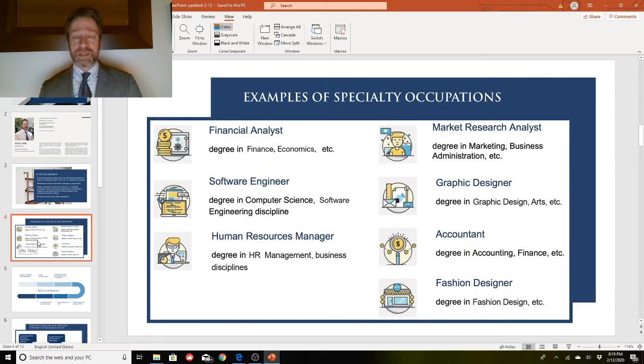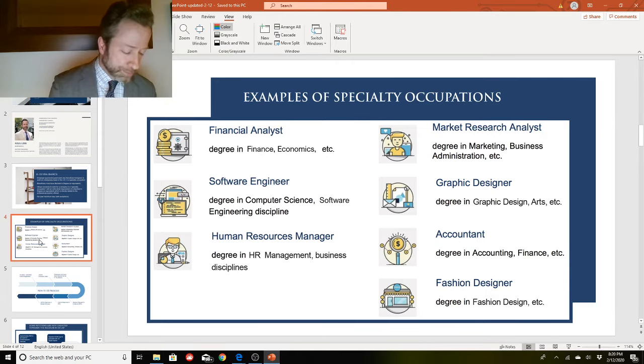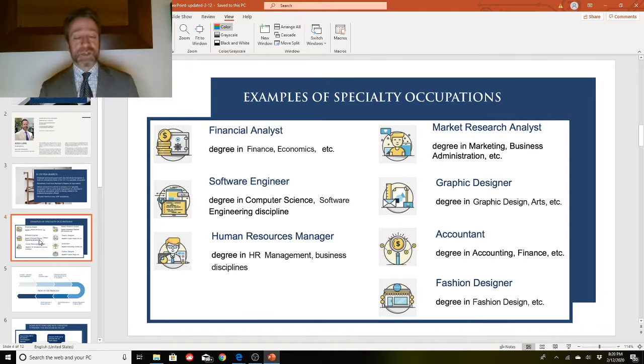Now, an H-1B visa is for specialty occupations, or, as I said earlier, occupations that require specific degrees. For example, one of the most common specialty occupations is the software engineer. A software engineer must have a specific degree in computer science or related degree. Another possibility is a human resource manager. A human resource manager generally requires a degree in human resources, or related field.